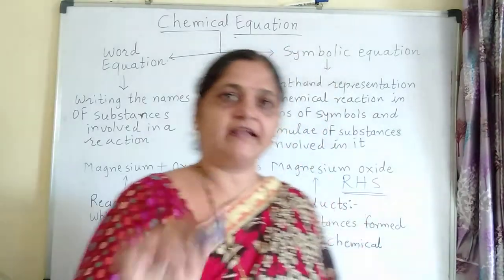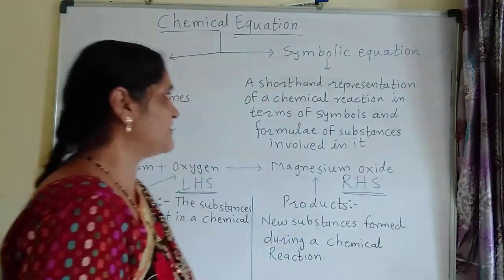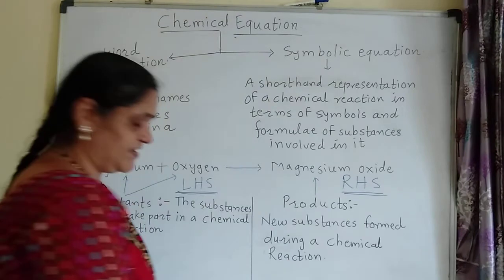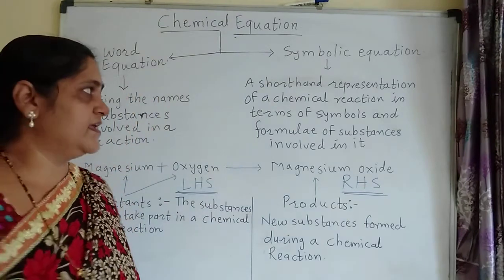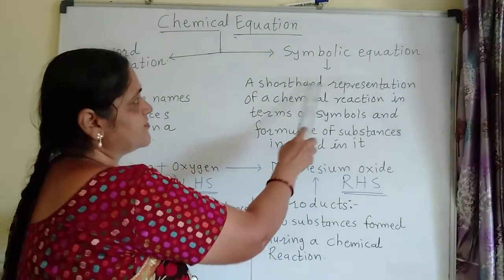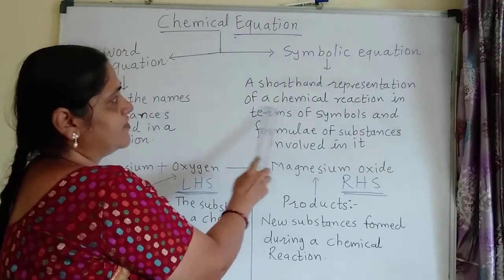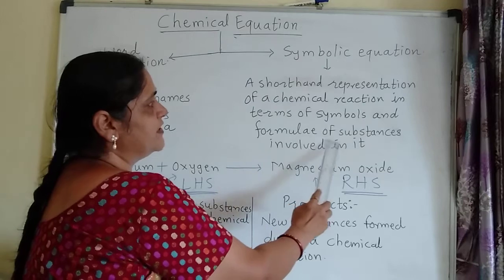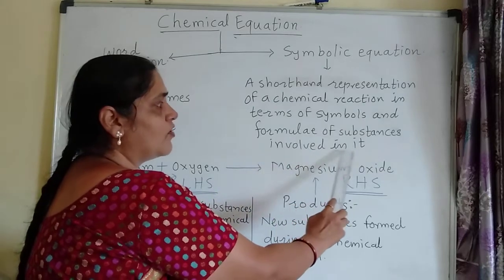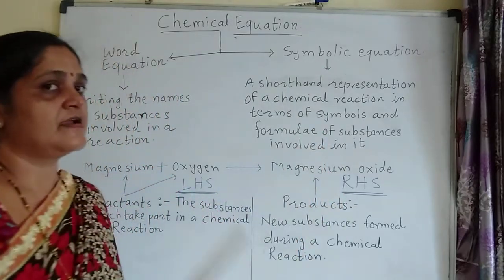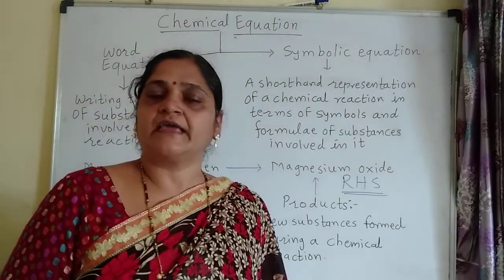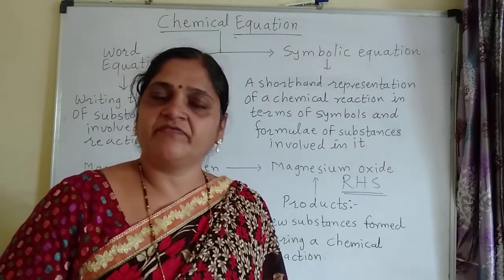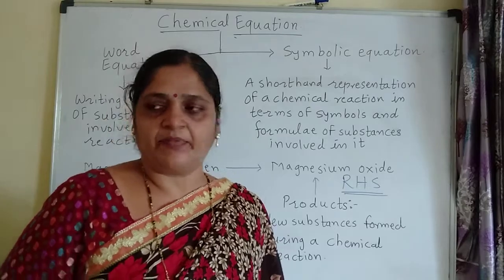And whenever we are dealing with the definition of a chemical equation, this is the correct definition: a shorthand representation of a chemical reaction in terms of symbols and formulae of the substances involved in it. This is the definition for the chemical equation. Now we will consider a second example.